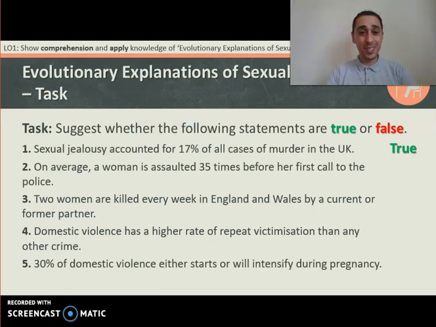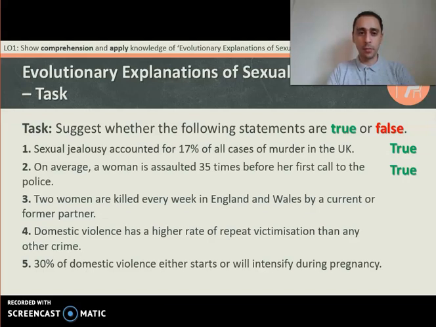Here we go. Number 2, on average, a woman is assaulted 35 times before her first call to the police. Is that true or false? That is in fact true. Women or men, if you're assaulted, call the police. Don't wait 35 times, just do it. They don't love you.